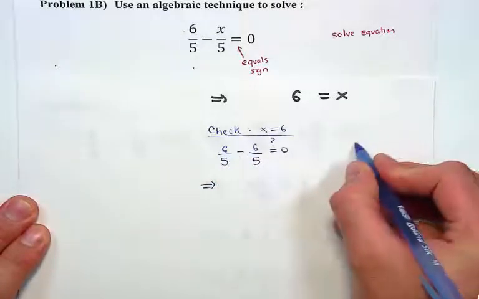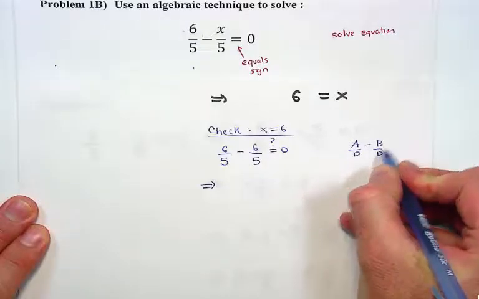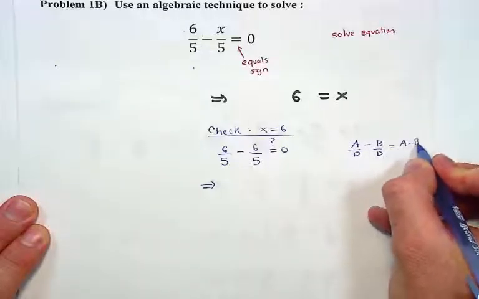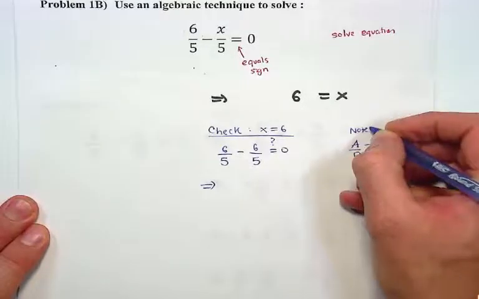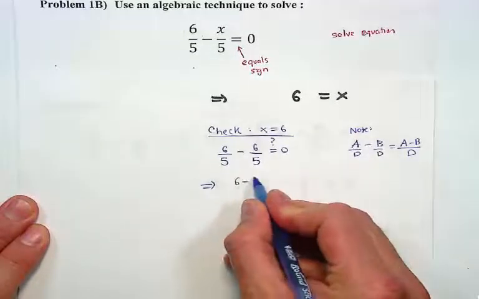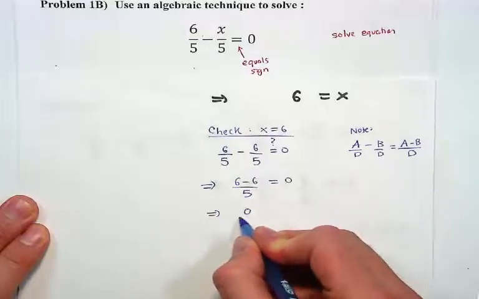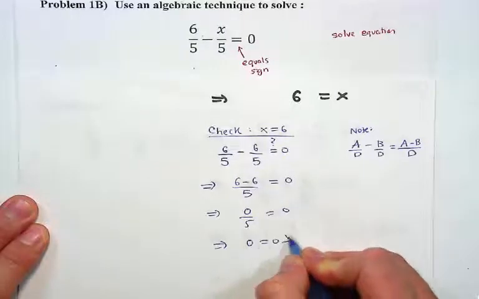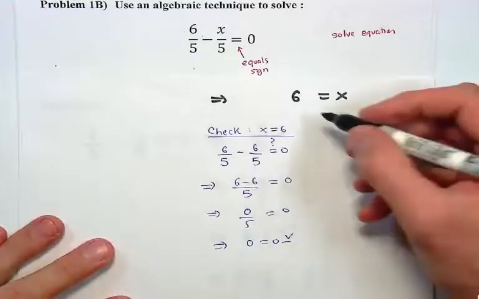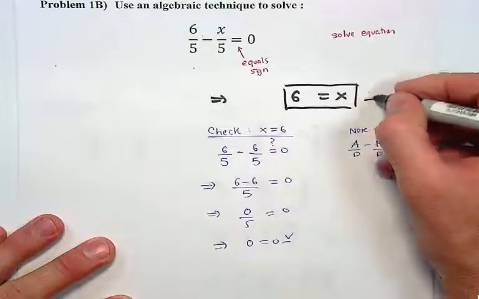When I add two fractions, or in this case subtract two fractions with a common denominator, I can subtract the numerators and keep the denominator the same. That's a property of fractions. In this situation, I know that this is 6 minus 6 divided by 5 equals 0. 6 minus 6 is indeed 0. And then 0 divided by 5 is 0. We see that the left-hand side equals the right-hand side. We have now checked that this value of x is a solution.